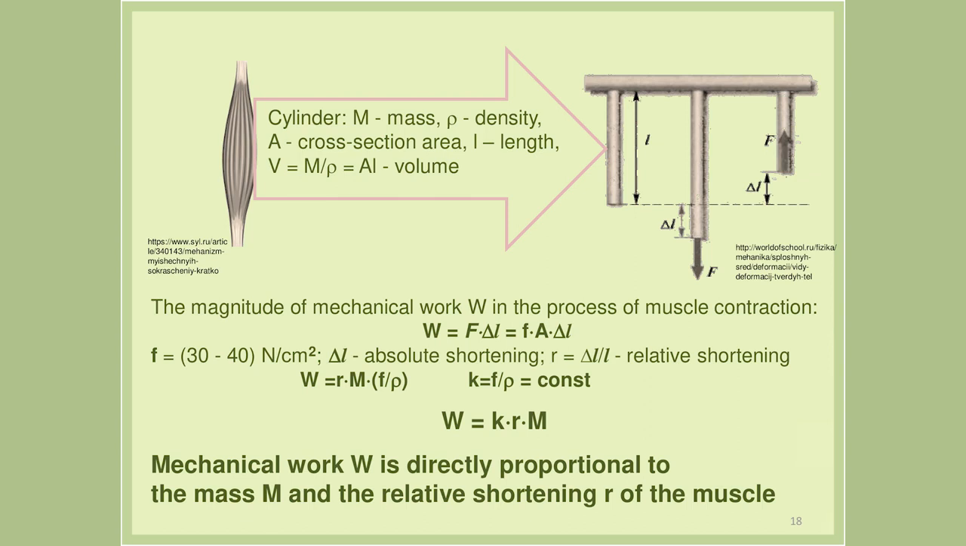One more time, we can rewrite the equation for the mechanical work within the contraction period. The ratio of the two constants, f and density, is a constant for the skeletal muscle tissue as well. The final equation for the skeletal muscle mechanical work may be expressed this way. From here, two conclusions follow. The biomechanical modeling quantifies the isotonic skeletal muscle contraction and objectively reveals the direct proportionality of the mechanical work to the skeletal muscle mass and its relative shortening.